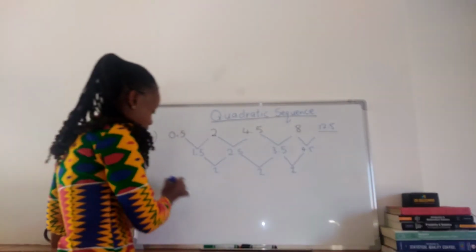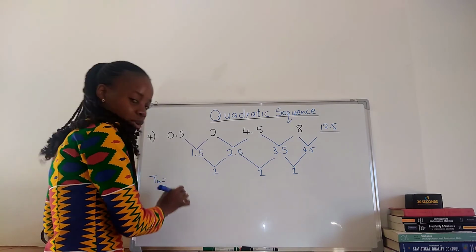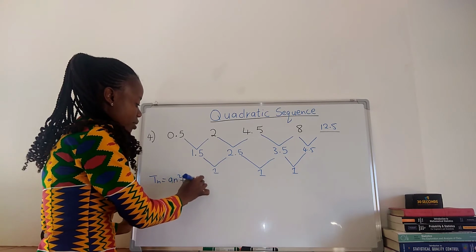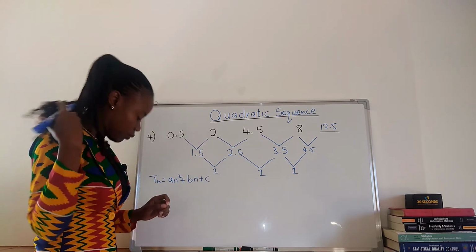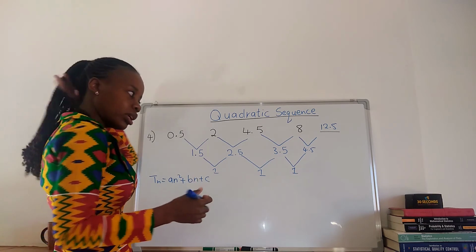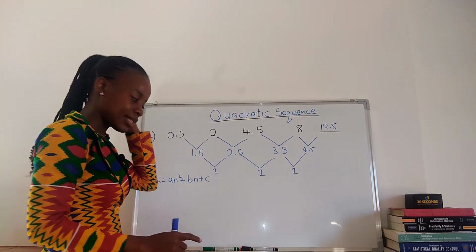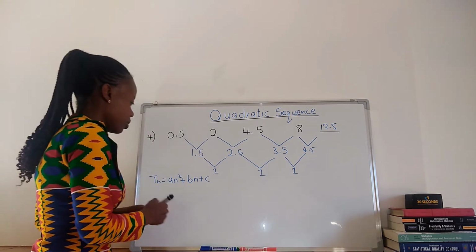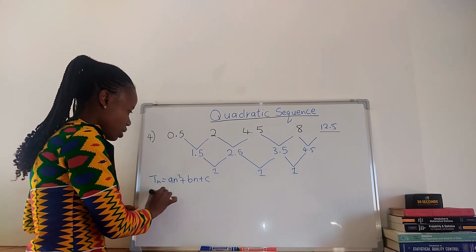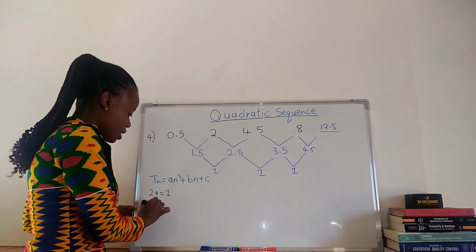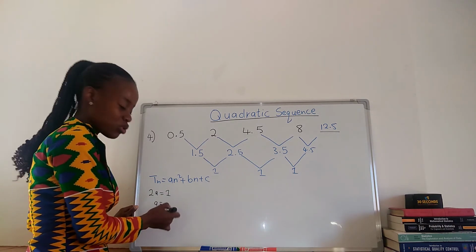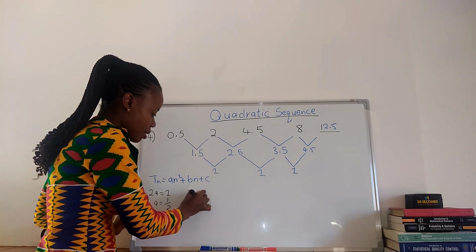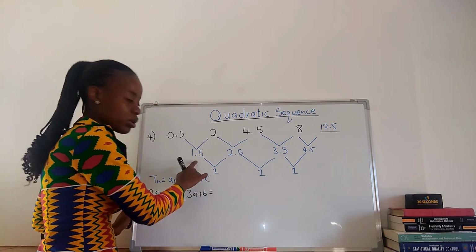Okay? Now let's find the nth term. We know that it's an squared plus bn plus c. This one is for a quadratic sequence, okay, because the second difference is the same. Now let's find a. To find our a, we are going to say 2a equals 1, which means our a is half, or our a is 0.5.